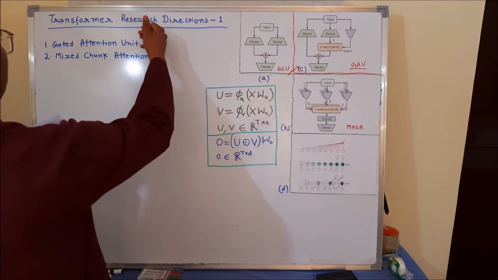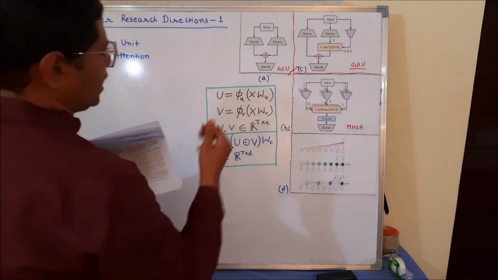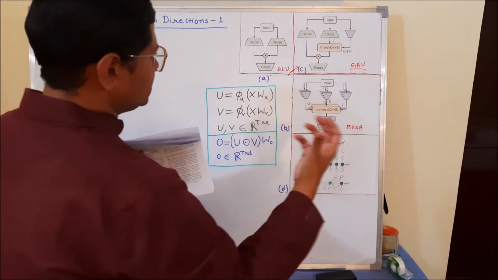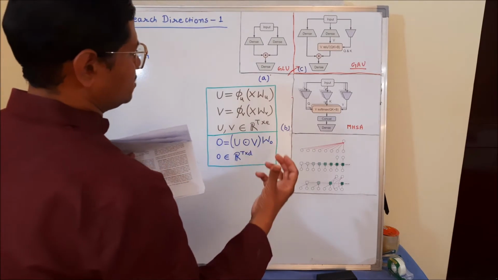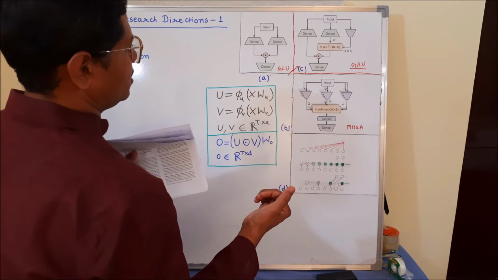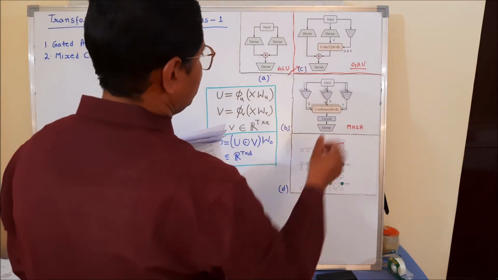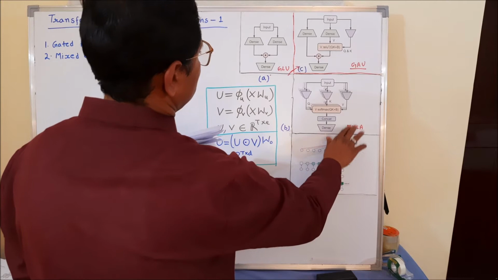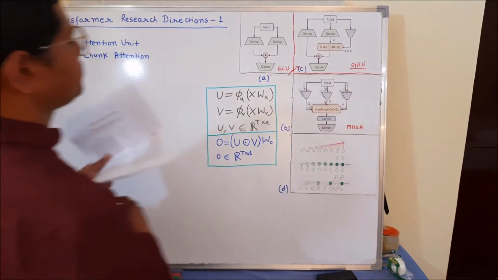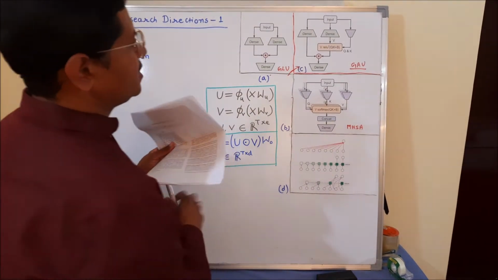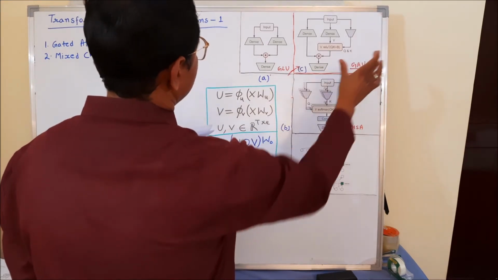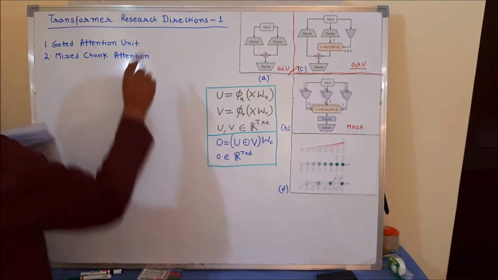the use of these two contributions helps in reducing the time complexity, increasing the speed of the transformer architecture without compromising the quality of the transformer output with respect to the traditional transformer or vanilla transformer, which uses the multi-head self-attention architecture. So in this discussion, I will just cover the gated attention unit and mixed chunk attention.